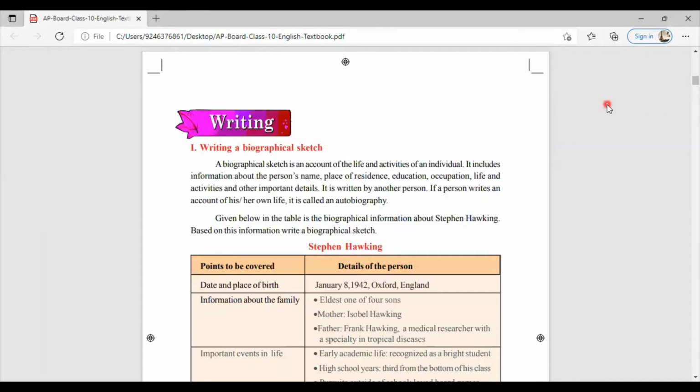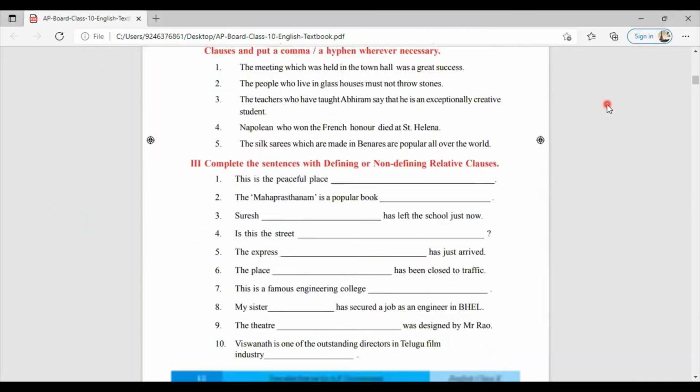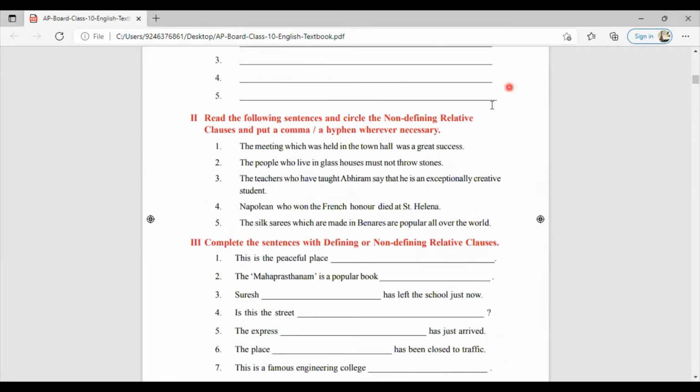Right. So now there are a few sentences they have given. Let us see whether they are non-defining or not. Give me the text here. Read the following sentences and circle the non-defining relative clauses and put a comma or a hyphen wherever necessary. Okay, now let us see: "The meeting which was held in the town hall was a great success."